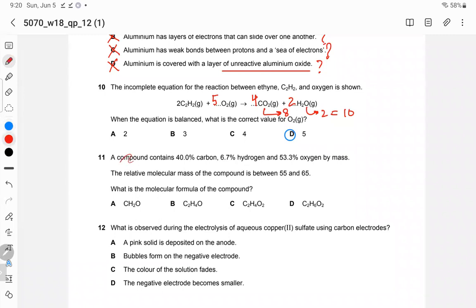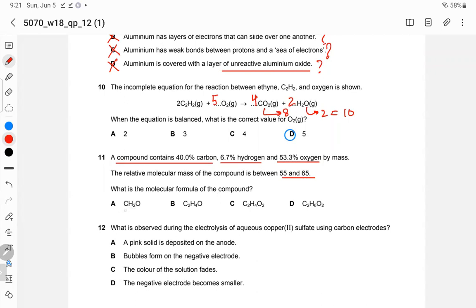Yes. Now 11. A compound contains 40% carbon, 6.7% hydrogen, and 53.3% oxygen by mass. The relative MR of the compound is between 55 and 65. What is the molecular formula of the compound?